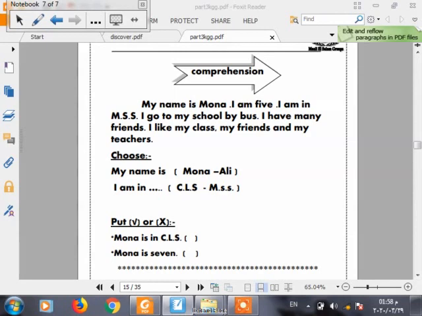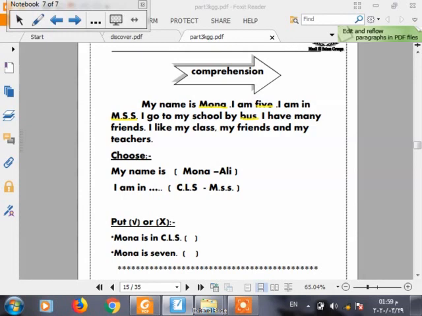Okay, so her name is Mona. Please make a line under the name Mona. I am five. So she is 5. Make a line under 5. I am in MSS. Make a line under MSS. I go to my school by bus. So make a line under bus. I have many friends. I like my class, my friends, and my teacher.